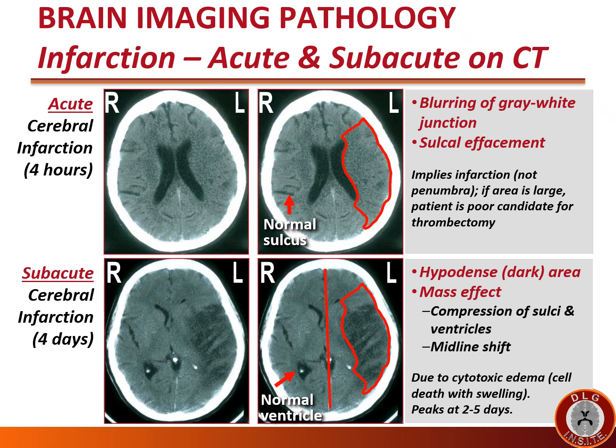The same patient 4 days later shows that the area of infarction is now darker, hypodense, and is swelling. There's mass effect with compression of the sulci as before, but now also ventricles with midline shift. This is due to cytotoxic edema. That's cell death with swelling. And cytotoxic edema peaks 2 to 5 days after onset of the cerebral infarction.